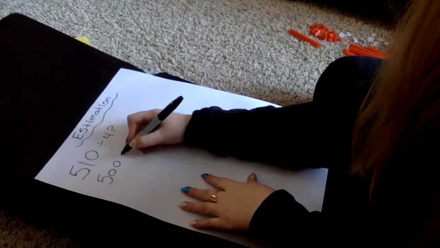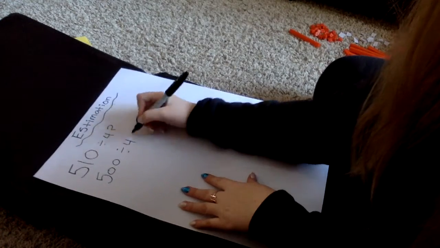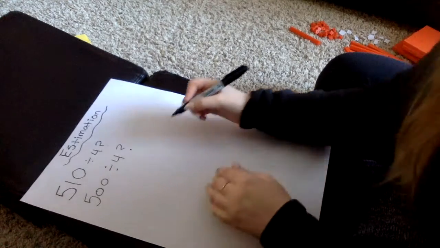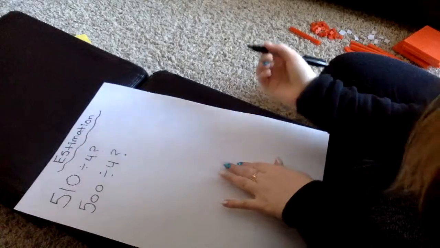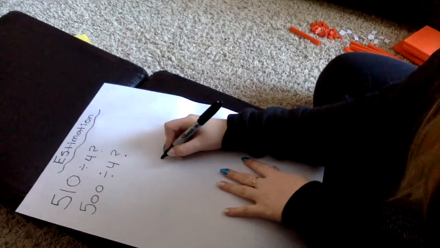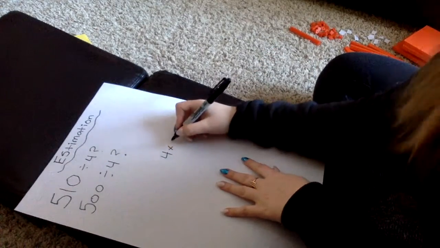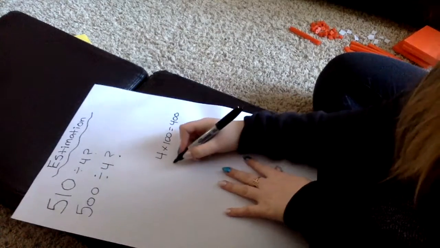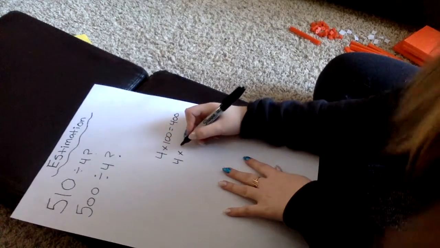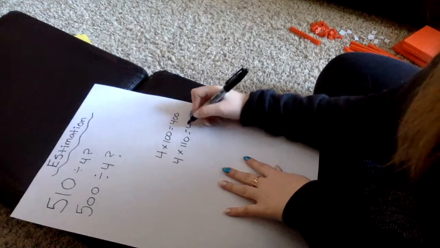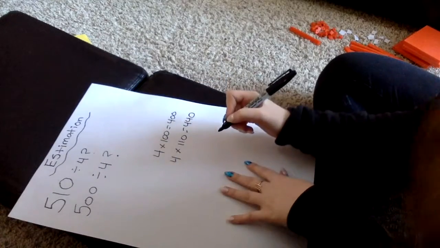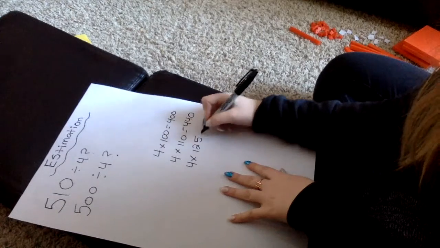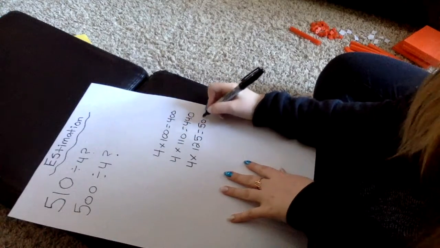500 divided by 4. In order to solve 500 divided by 4, you can use your multiplication strategies. So, for example, I know that 4 times 100 is equal to 400. I also know that 4 times 110 is equal to 440. And I know that 4 multiplied by 125 is equal to 500.